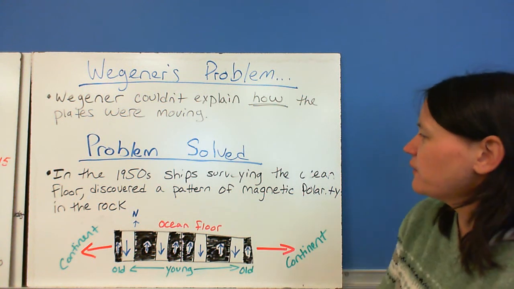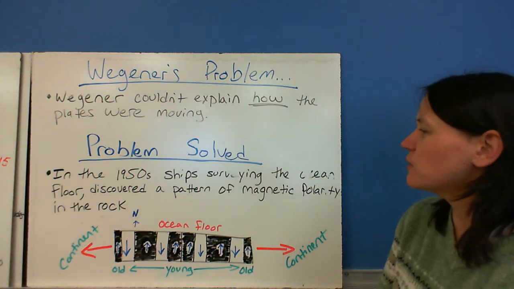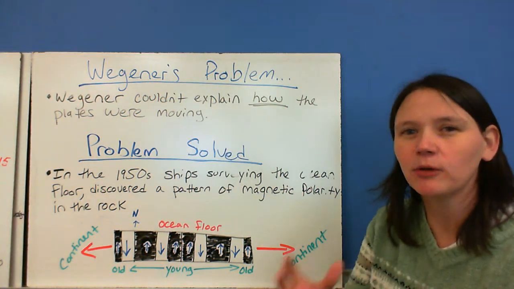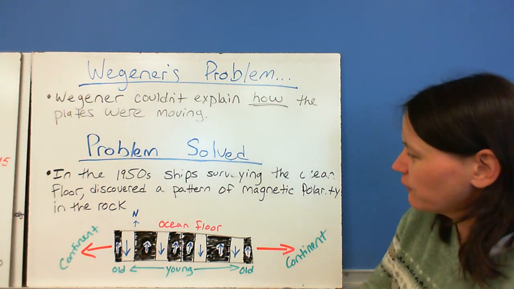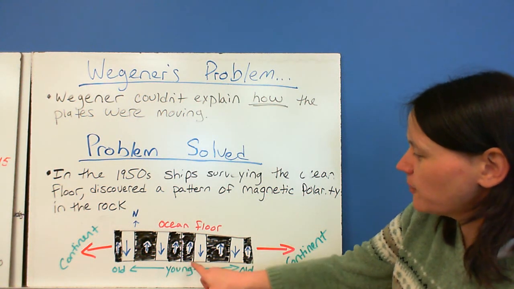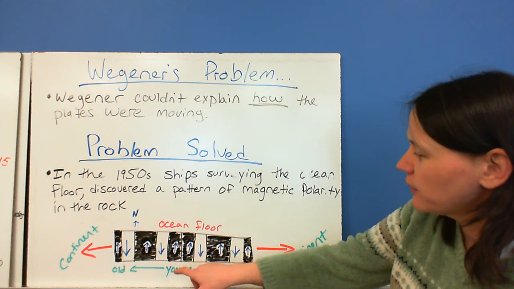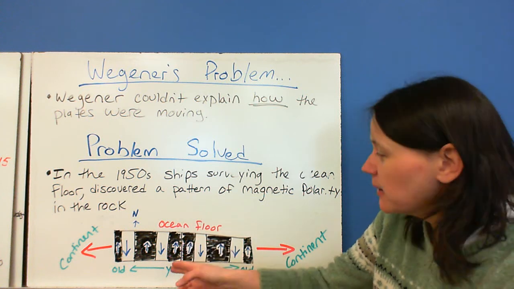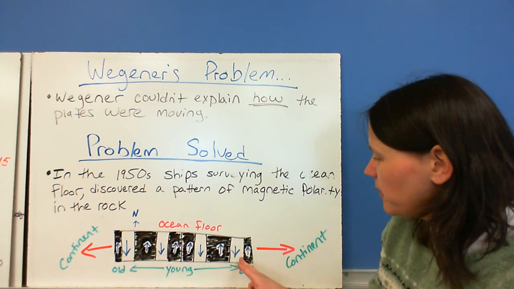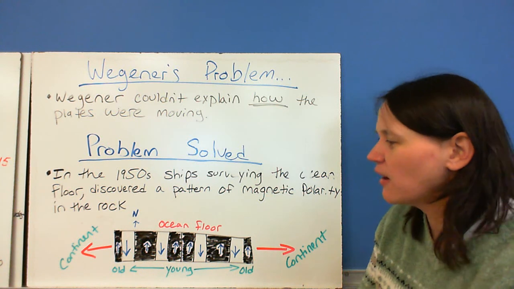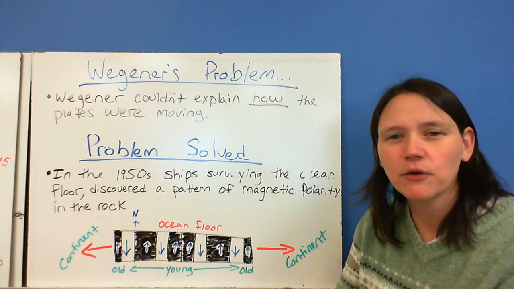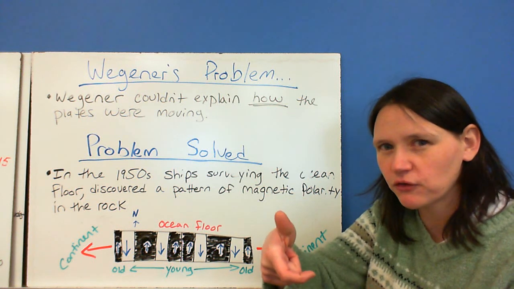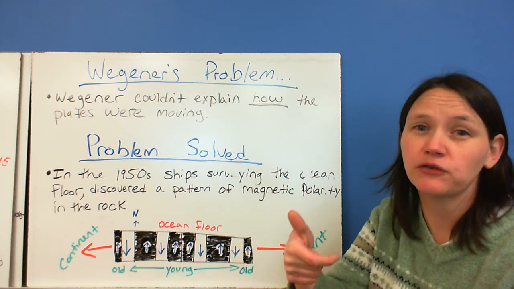In the 1950s, there were ships that were surveying the bottom of the ocean floor, and they noticed that there was a pattern in the rock, in the magnetic polarity of the rock. They were finding it was a symmetrical pattern. So you'd have places where it would show north, as north is today, but then other places, and they would be symmetrical along the bottom of the ocean floor, that actually showed that the north and south magnetic pole had reversed over time. Throughout Earth's history, the north and south magnetic poles change.